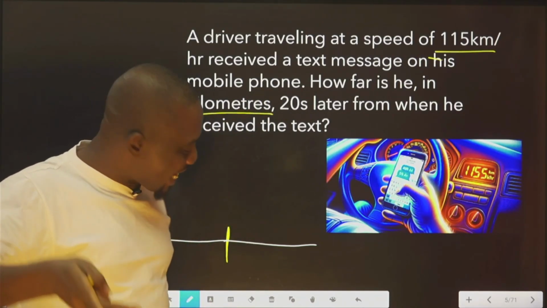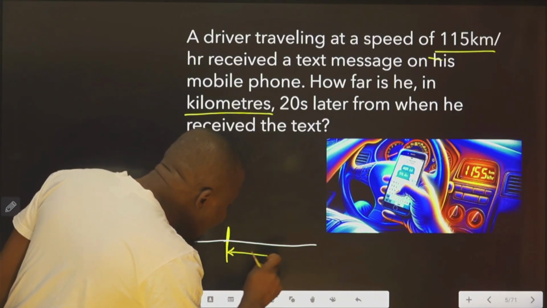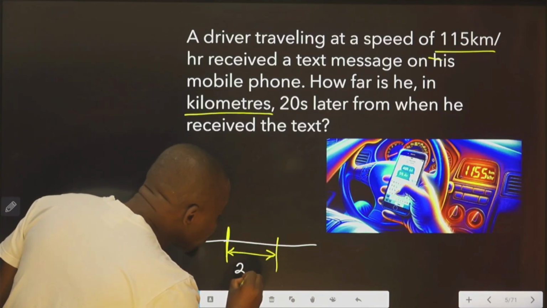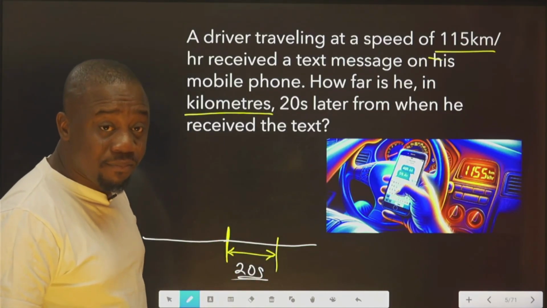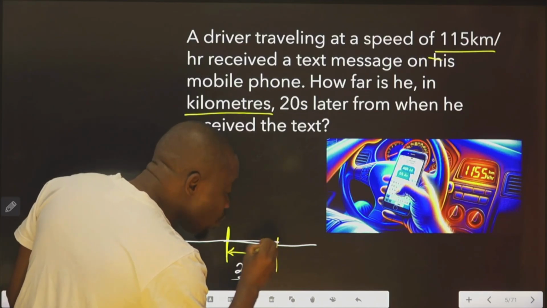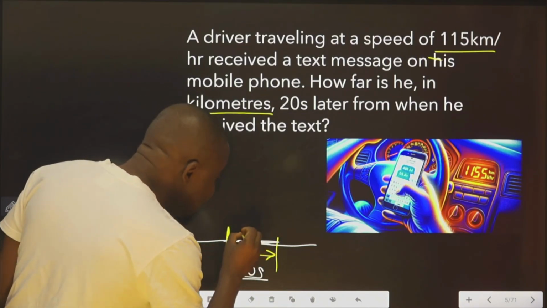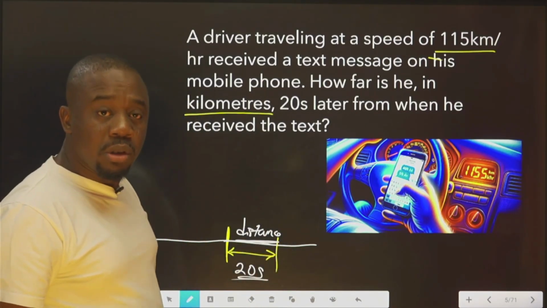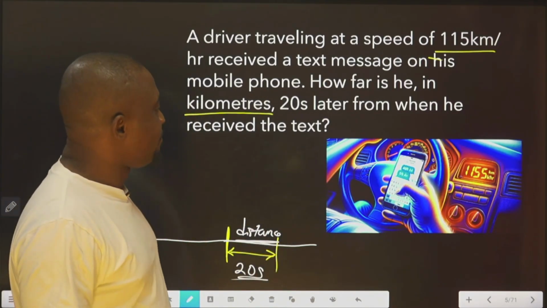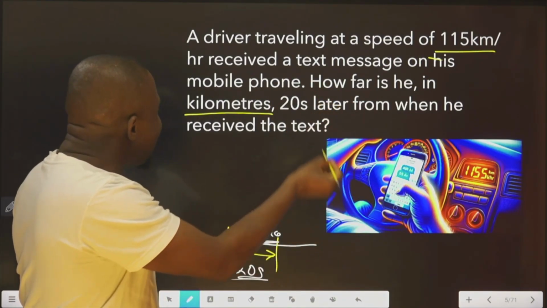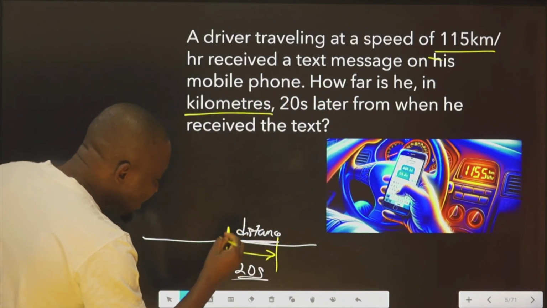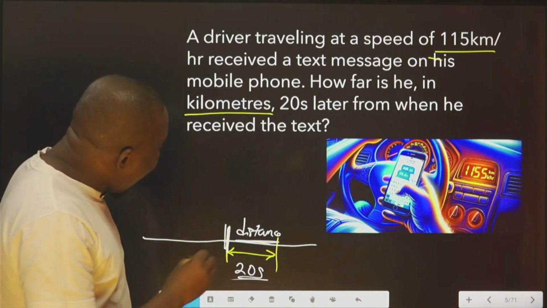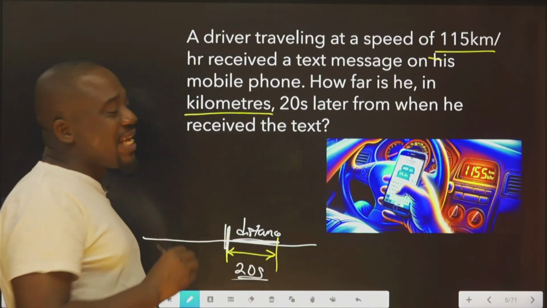20 seconds later. Let's say from here to here is 20 seconds later. 20 seconds as per time. But the distance we are not talking about yet. We don't know the distance for now, but we know the seconds, the time, from when he received the text. So the question is, how far in kilometers? We are looking for this distance.